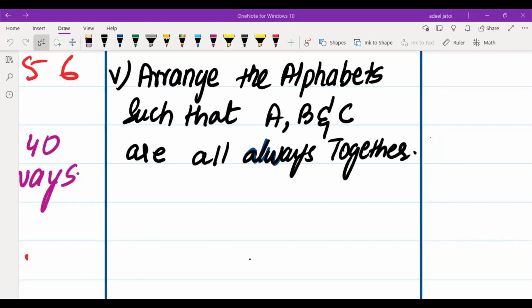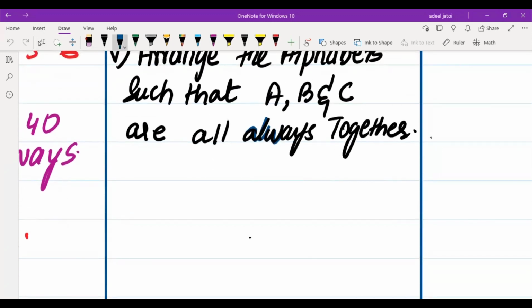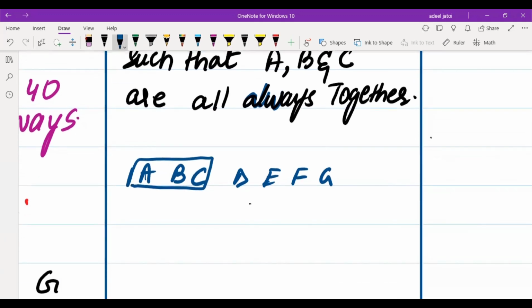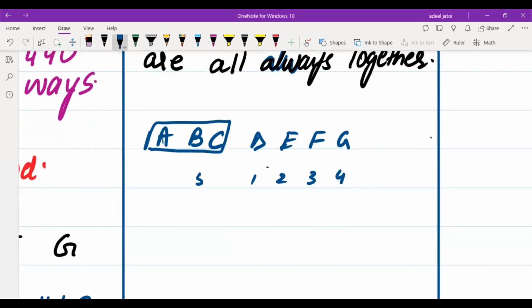Here we have another example: arrange the alphabets. How many alphabets do we have? We have 7 alphabets, A, B, C, D, E, F, G, such that A, B, and C are always together. That means making a block of A, B, C, and then D, E, F, and G. So we have the block of A, B, C, and we have 1, 2, 3, 4 other alphabets. And the 5th one is the block. So 4 alphabets, and the 5th one is the block.